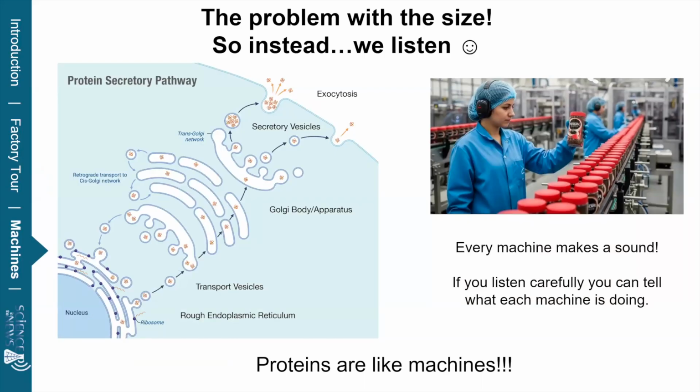So in a factory, experienced technicians don't only look, they listen. A healthy machine has a certain hum. The belt squeaks when it's slipping, a motor clicks when it's misaligned. You can learn a lot without opening the casing. Now I want you to map that idea to the cells: the secretory pathway, Golgi, vesicles.